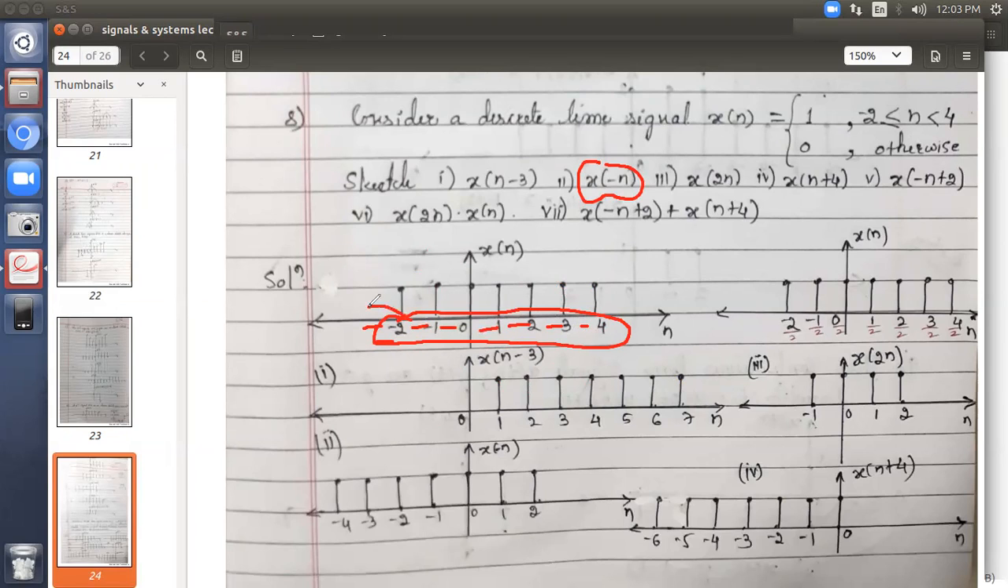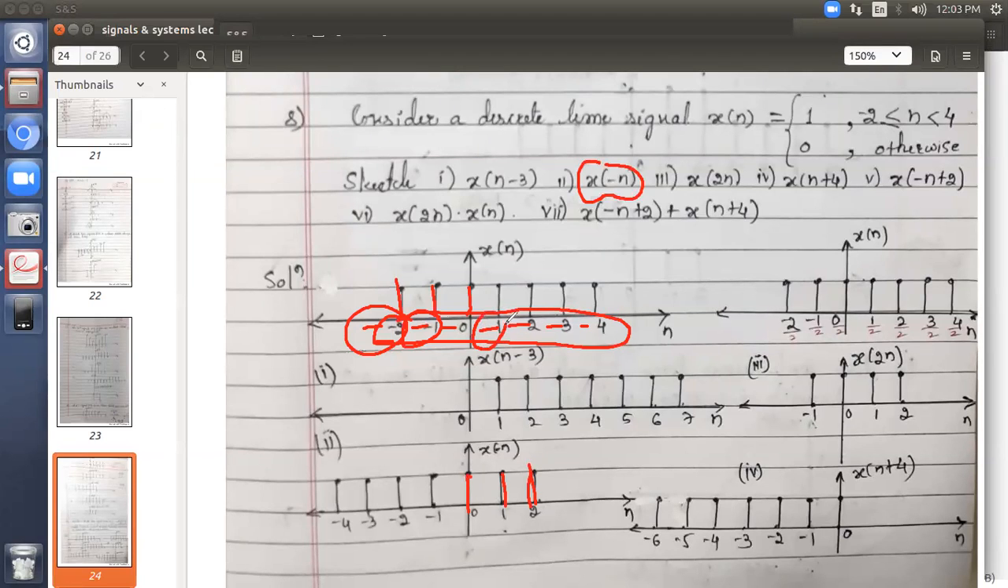What is the new time? Minus of minus 2, which is plus 2. So at plus 2, draw this amplitude. Now what is minus of minus 1? It is plus 1. So what amplitude you have here? Same amplitude, draw at 1. 0, no change. So 0, 0, same.